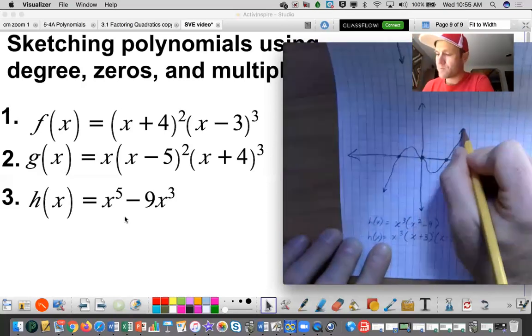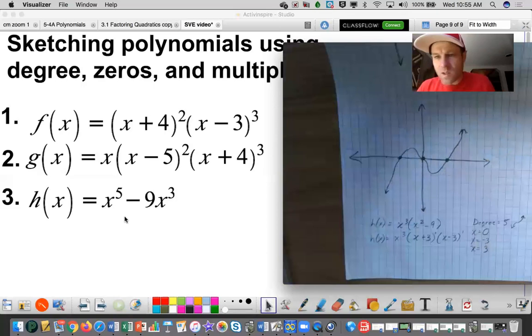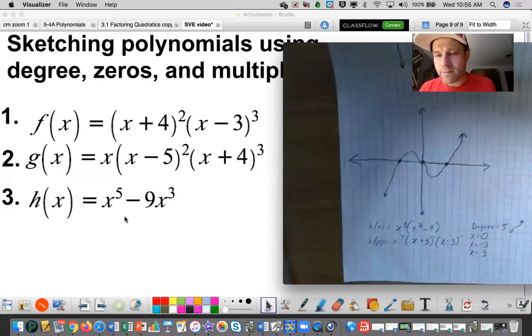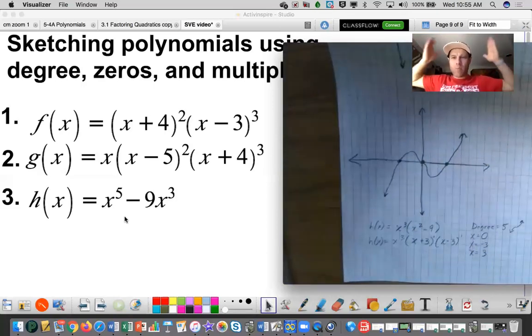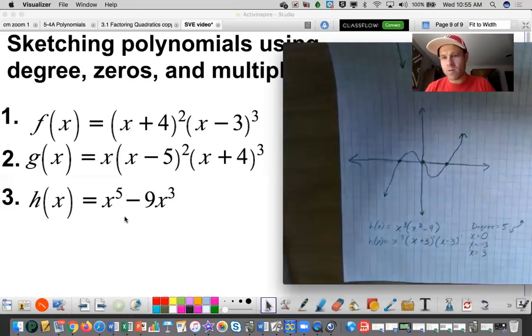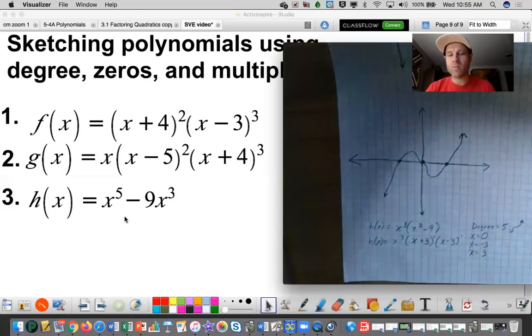And connect to my end behavior. So figure out the overall degree; that's going to tell you how it operates. Figure out the zeros. Then based on the multiplicity, if it's an even multiplicity, it's going to bounce off. If it's an odd multiplicity, it's going to go through. And sketch your graph. Do the best you can.